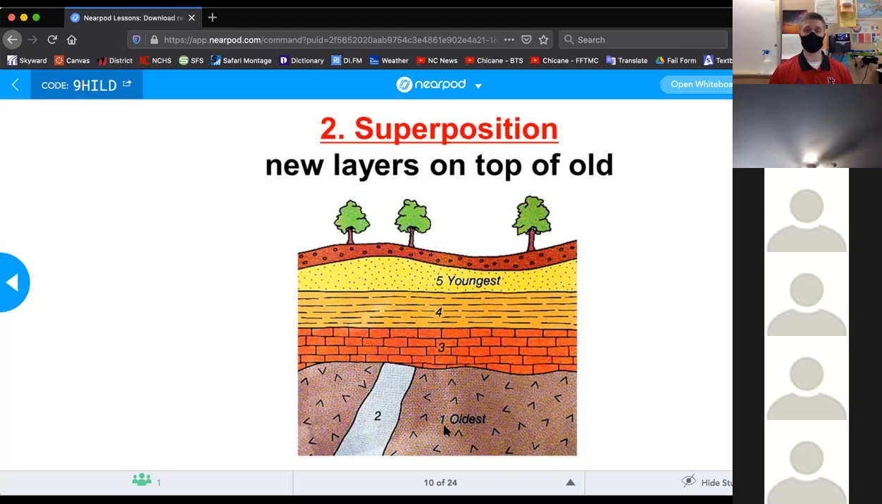In this diagram, these are numbered oldest to youngest. So 1 is the oldest, and then 2, 3, 4, 5. So the newest stuff is at the top. That's the superposition or law of superposition. So using relative dating, you could just say, layer 3 is older than layer 5. That would be relative dating. No cousins involved.